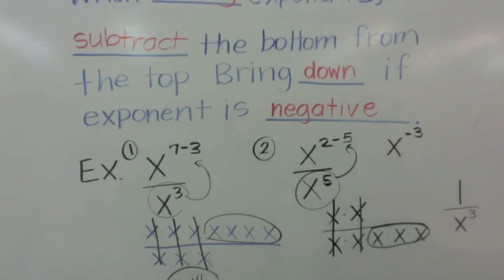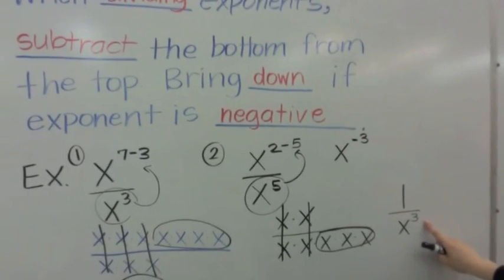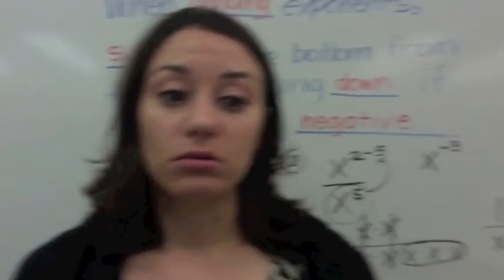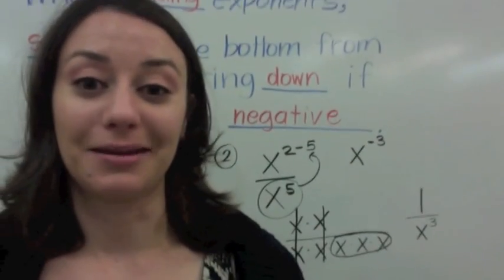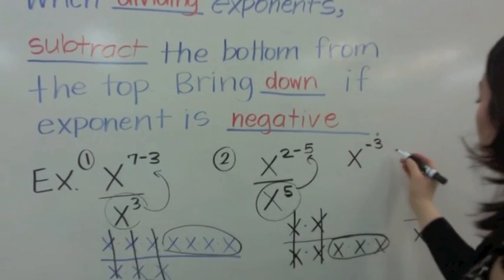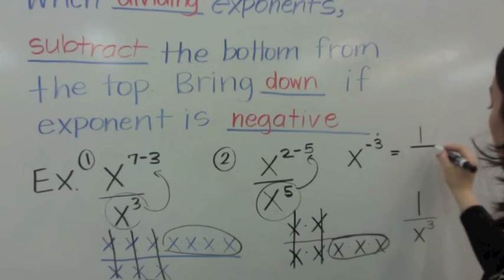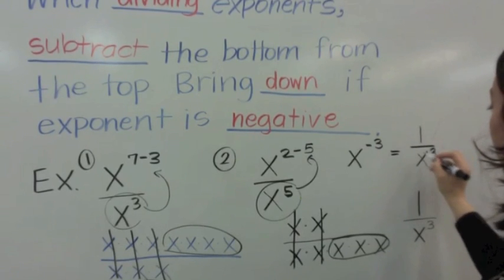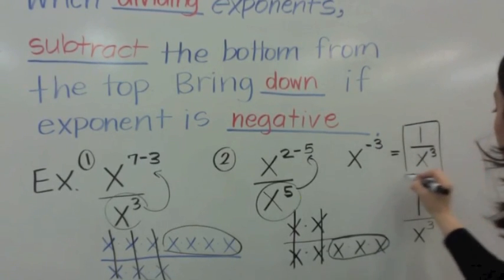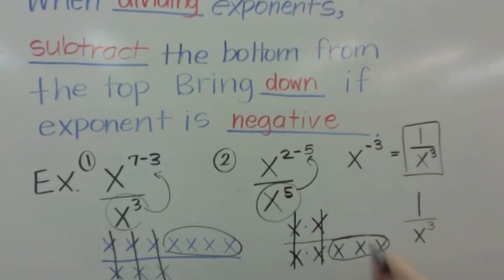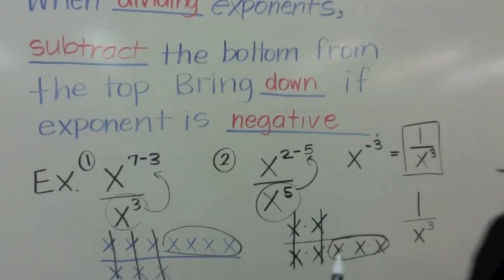Now, are x to the power of negative 3 and 1 over x to the power of 3 the same? If you're saying no, that means you didn't learn anything from last week. They are the same. If it's negative and up, bring it down, and it will be equal to 1 over x to the power of positive 3. So you have these two options. We're going to do both: we're going to be expanding and we're also going to be subtracting.